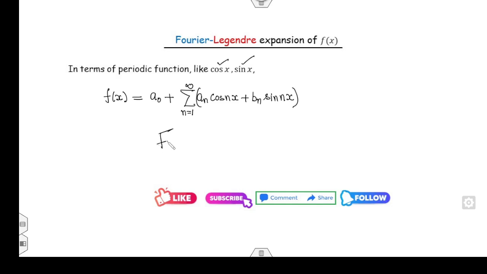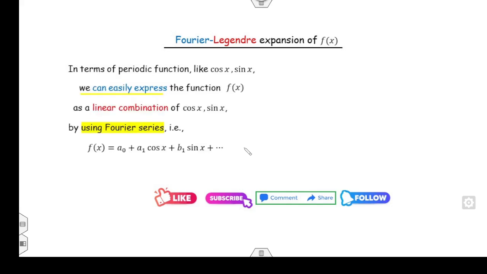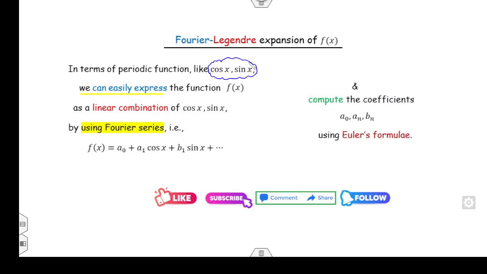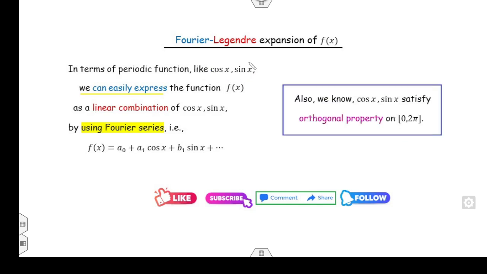Yes, absolutely true. That is called the Fourier series. Fine. So you can write any function f(x) as a linear combination of the cos and the sine. And how can you find the coefficients a naught, a_n and b_n? You can easily find all these three coefficients by using the standard Euler's formula. Fine. Moreover, we also know cos x and sin x follow the orthogonal property. Clear? That is a brief idea about the Fourier series.